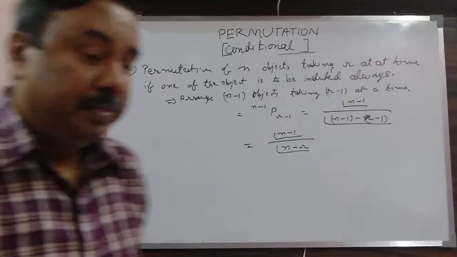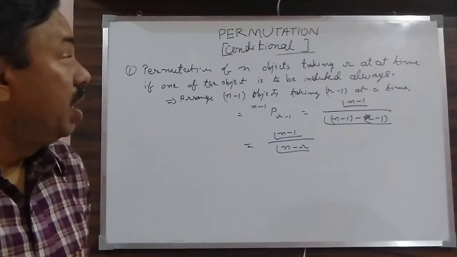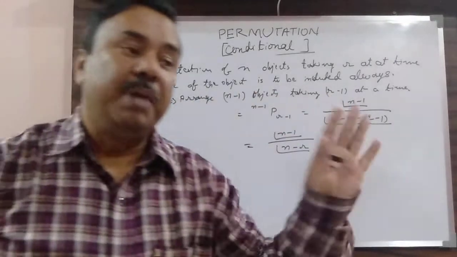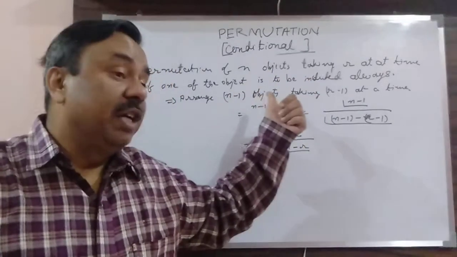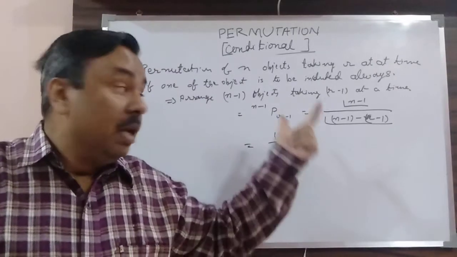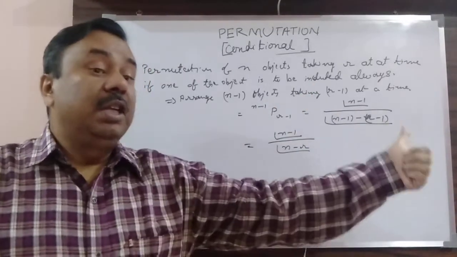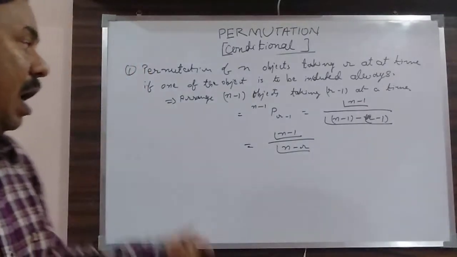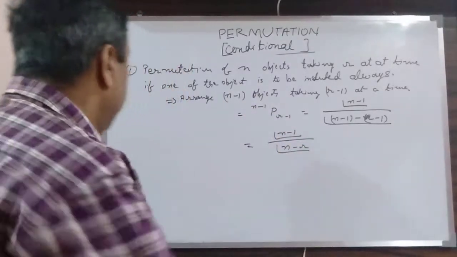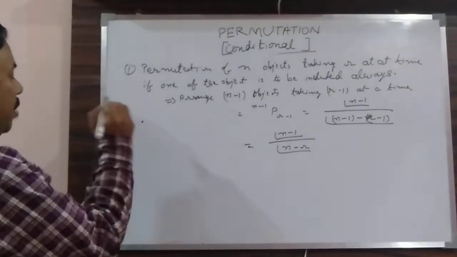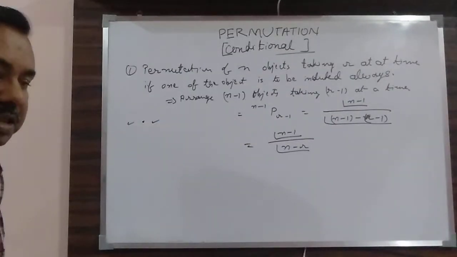Now, how many places are available? Obviously there is one vacant place because I have arranged only r minus 1. There is one vacant place which is reserved for that object which has to be included every time. That reserved place can be placed anywhere. It can be from the first position till the last position. If there are r minus 1 objects already placed, see, if you have got one object placed, it can be placed at two places.